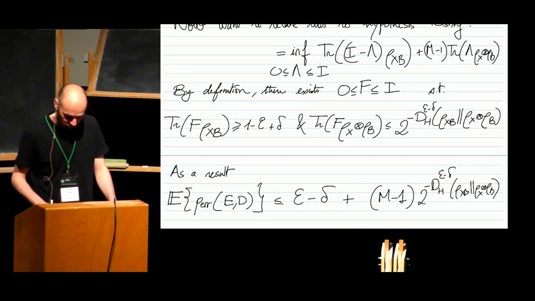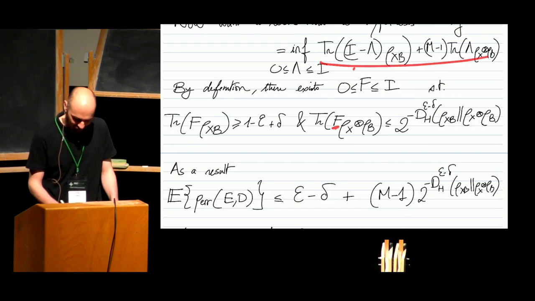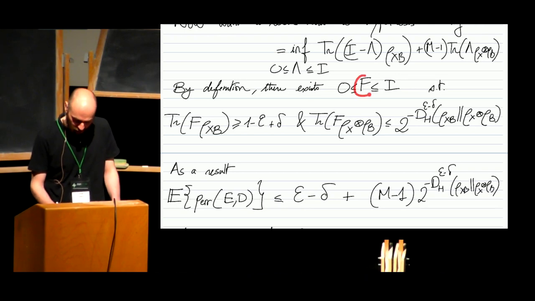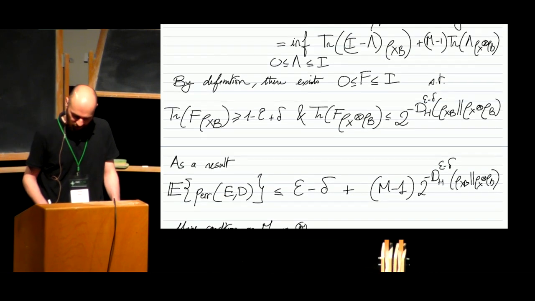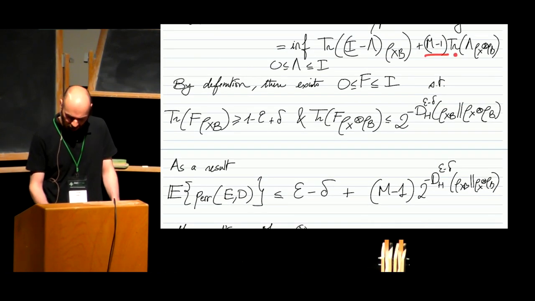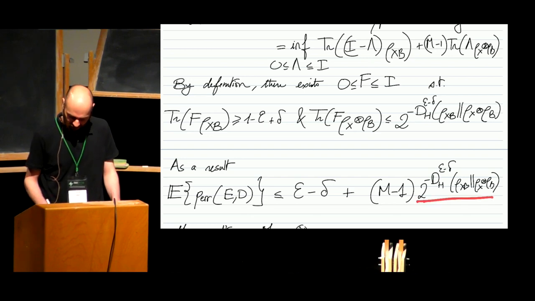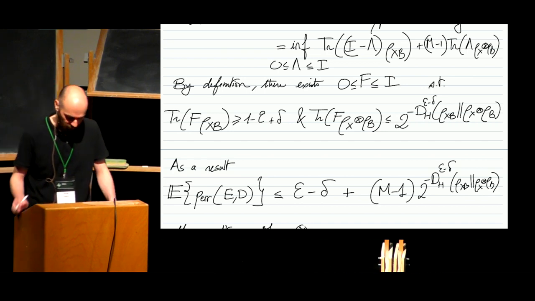And so as a result, by plugging in this f here, this expression is at most the same expression as if I just plug in f instead of lambda. And so the first term here is just epsilon minus delta, because it's the trace of identity minus f times rho xb. And the second term is m minus 1 times the type 2 error probability, which is exactly this.